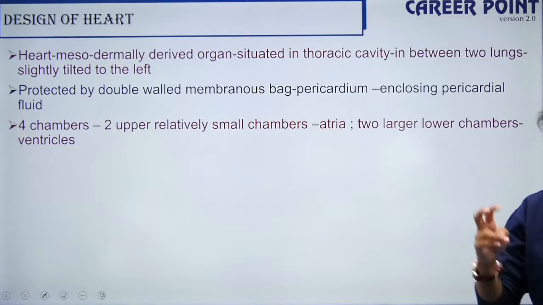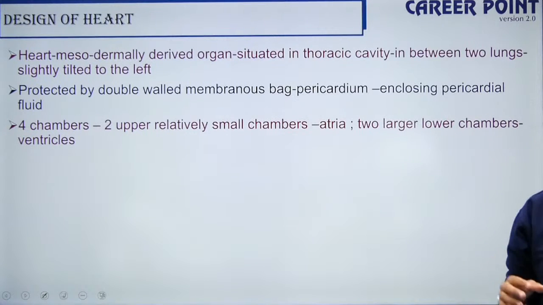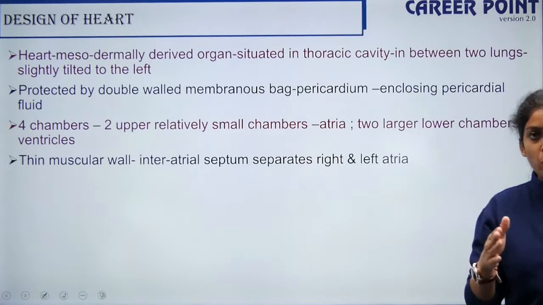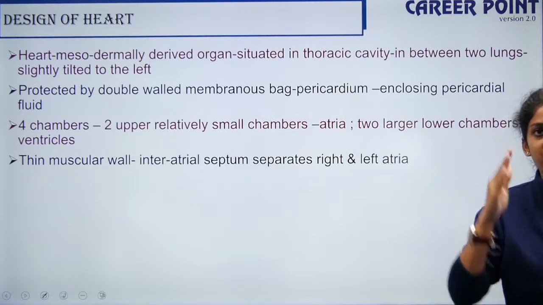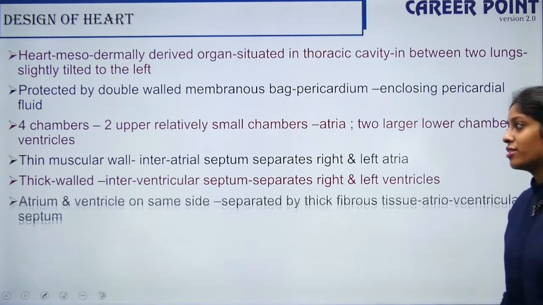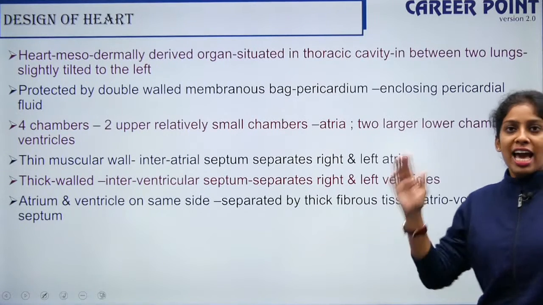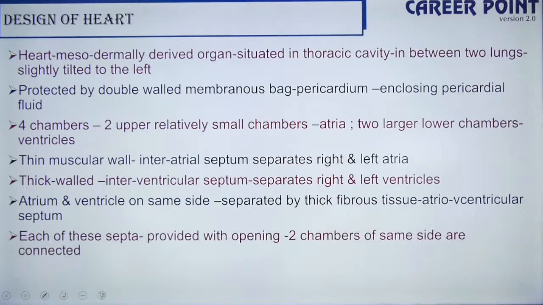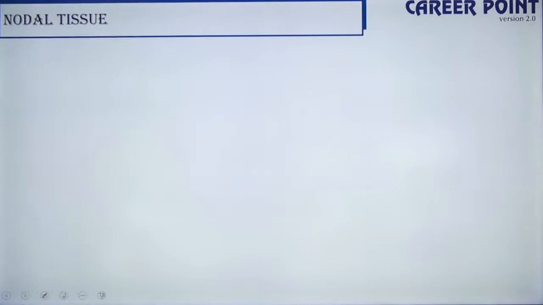So it has 4 chambers. The 2 upper chambers are relatively small, that is the atria, and the 2 lower chambers are relatively big, that is the ventricles. There's a thin wall between the 2 atria, the interatrial septum, and between the atria and the ventricle, you have the atrioventricular septum, and between the 2 ventricles, we have the interventricular septum, right? Then we spoke about the valve.